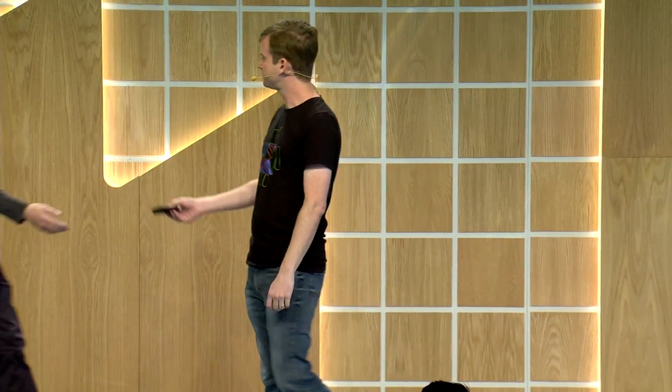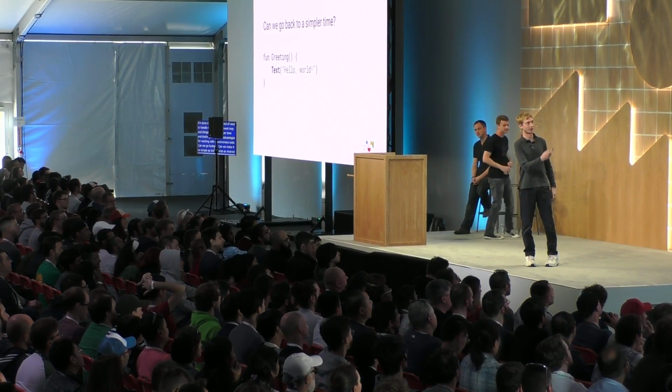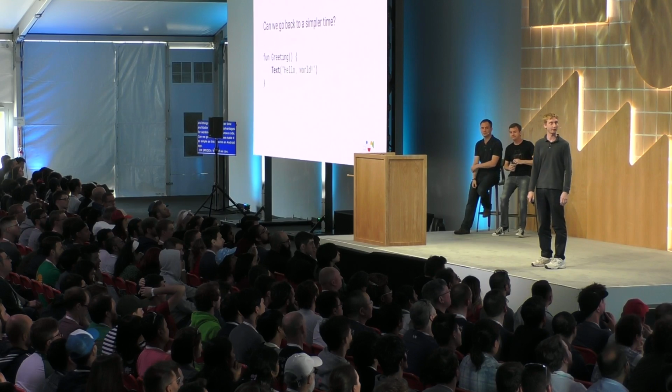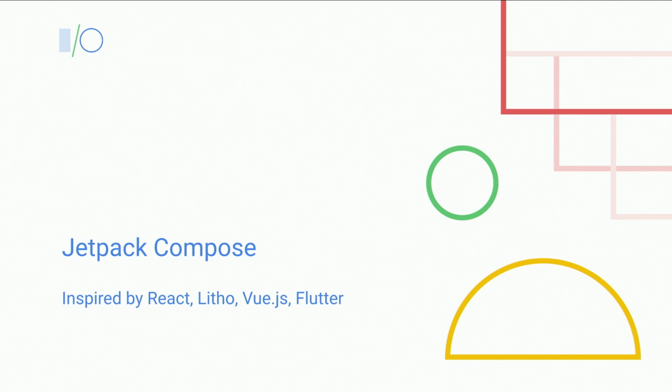Can we make it as simple as this to write an Android app? Well, maybe we can. What if, instead of calling print line, we called text? What if calling text would emit a text widget to the UI hierarchy? This is the idea behind Jetpack Compose. It's a declarative UI toolkit built for Android. It's inspired by frameworks like React, Litho, Vue.js, and Flutter. But it's written completely in Kotlin and is fully compatible with the existing Android View system. It aims to simplify the way that you write code by making your Android UI hierarchies more declarative.